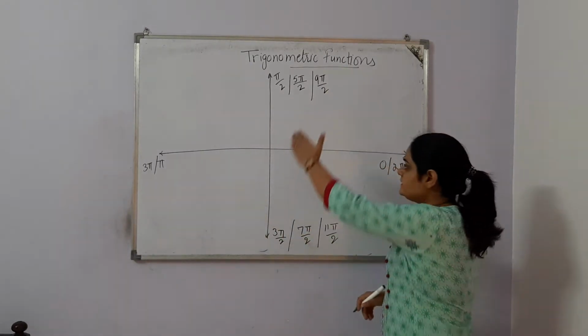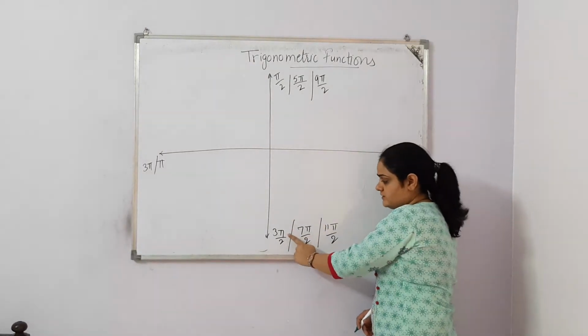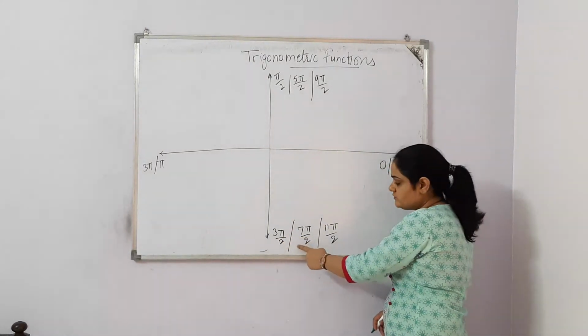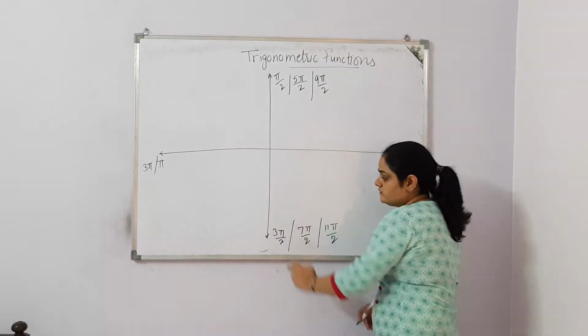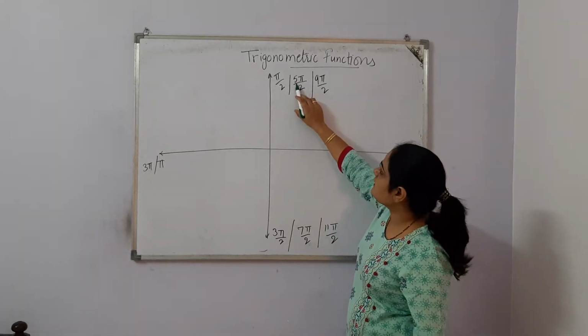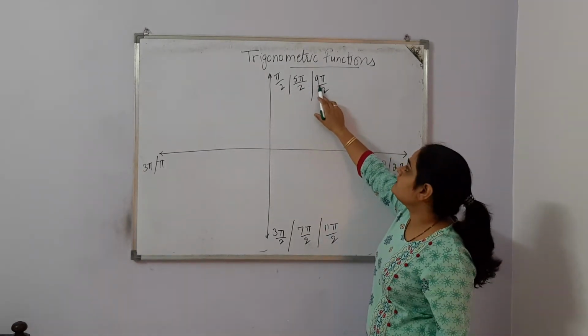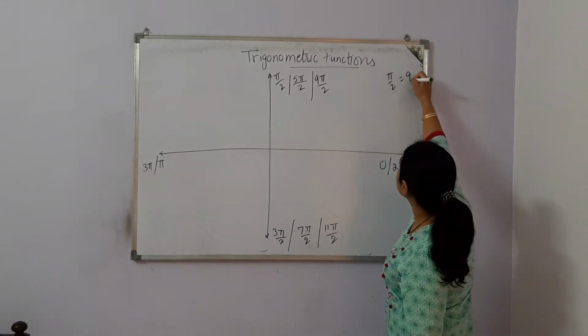That means on the vertical line all angles are in terms of 90. It means 3 is multiplying with 90, 7 is multiplying with 90, 11 is multiplying with 90. It is lying on the negative y-axis. And 90, 5 multiplied by 90 and 9 multiplied by 90. Because pi by 2 is nothing, it is your 90.